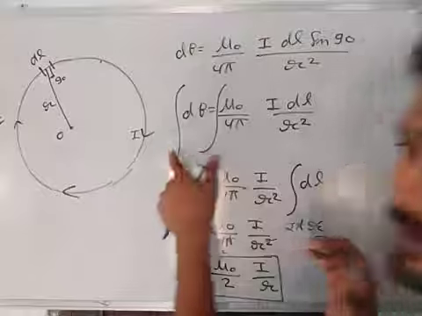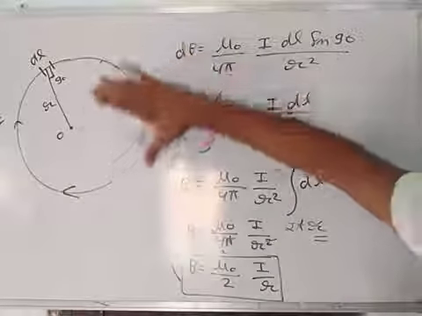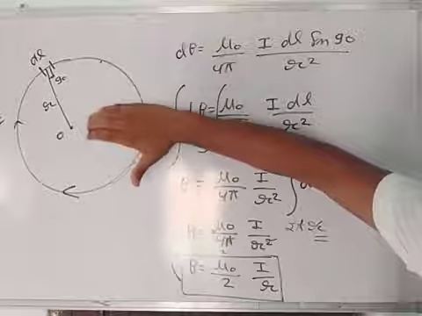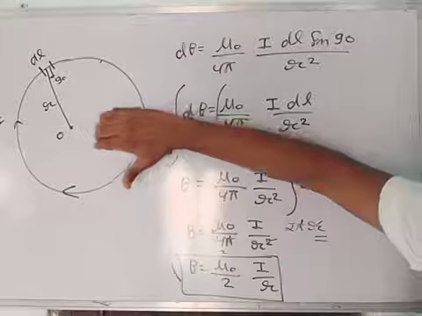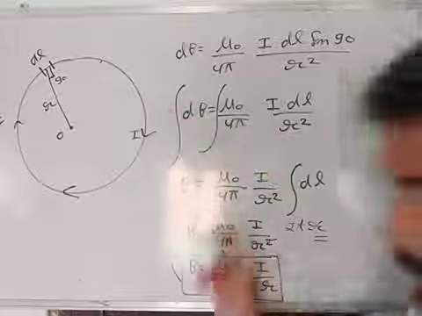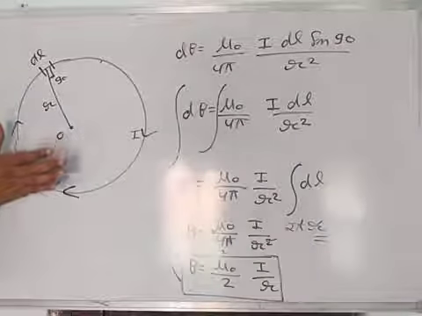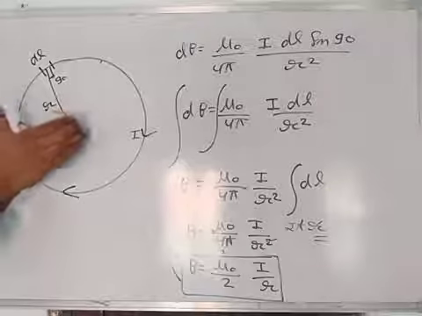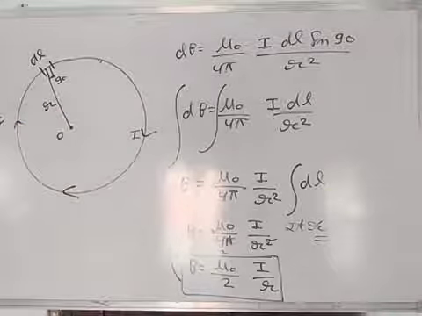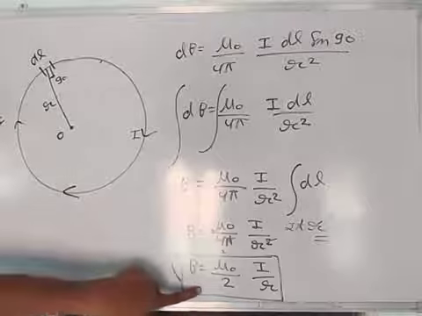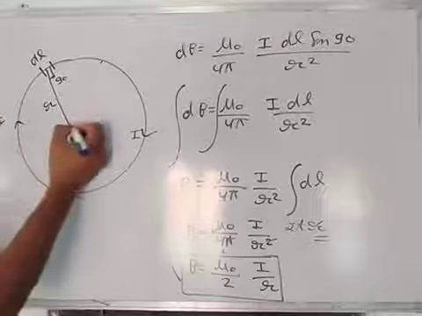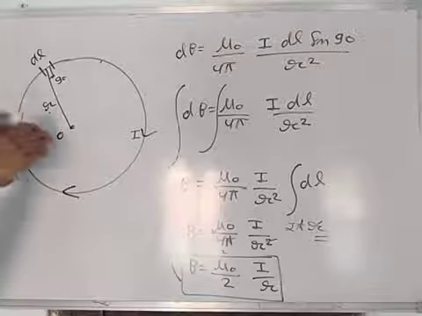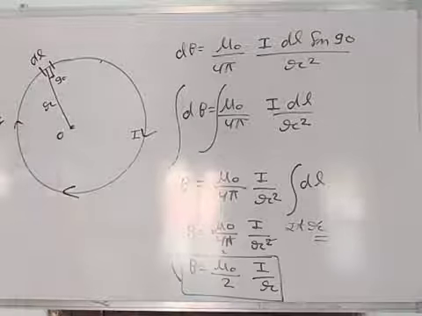At this point, you can see the thumb is giving the direction of current and the curled fingers are pointing towards the inside direction. Here you can see the thumb is in the direction of current, and the curled fingers are pointing inward. This means the direction of the magnetic field at the center is towards the inward direction.